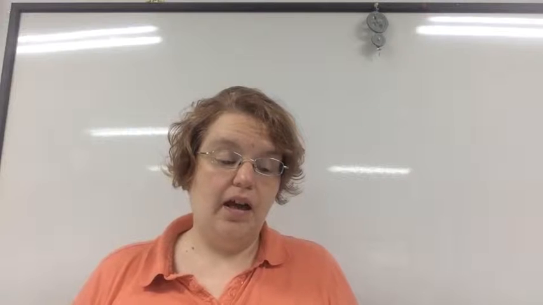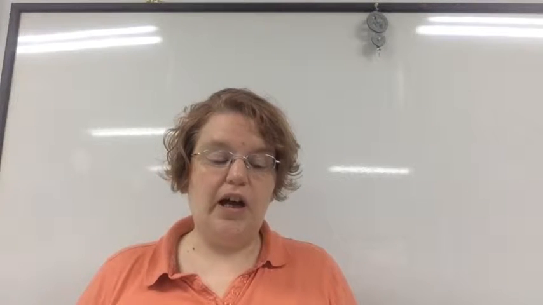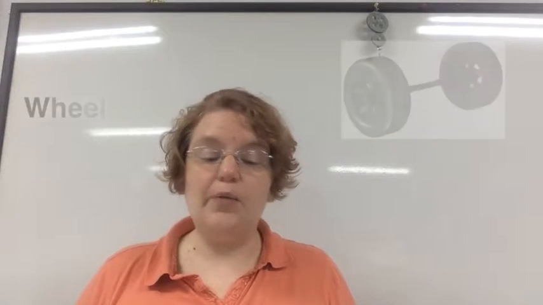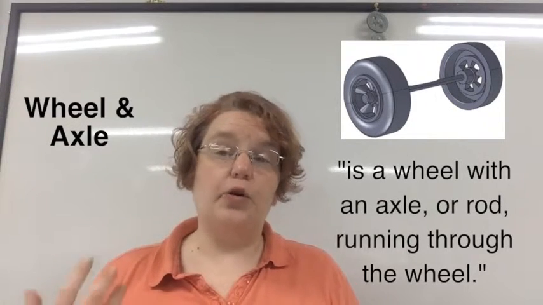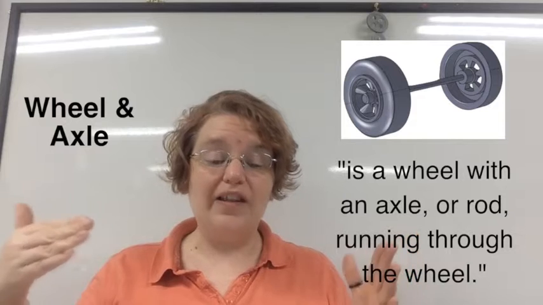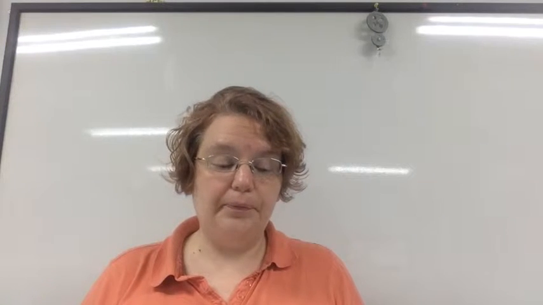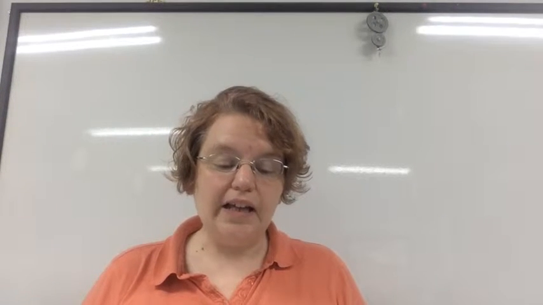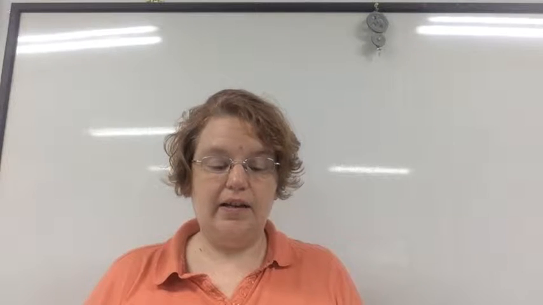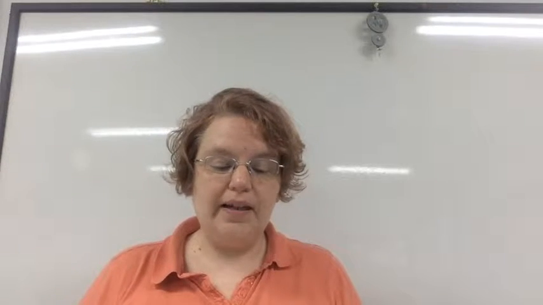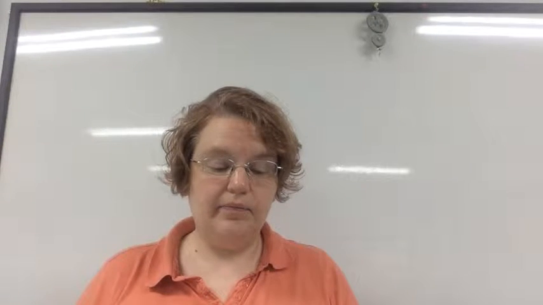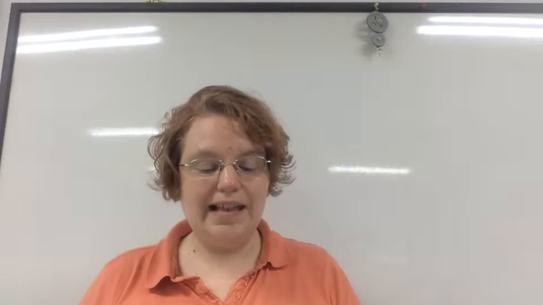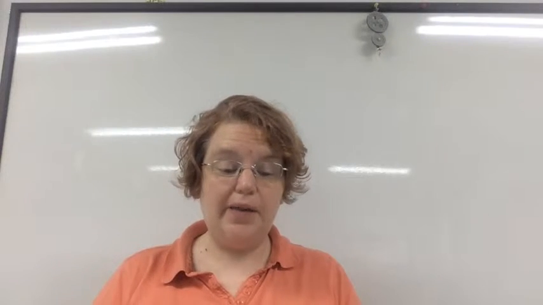understanding of them. This is another simple machine we use often: a wheel and axle. A wheel and axle is a wheel with an axle or rod, or you can think of a metal stick running through the wheel. We can identify some wheel and axles easily. The wheels on a car, bicycle, or wagon all turn on an axle we can see. Other wheel and axles are not as easy to identify or see.